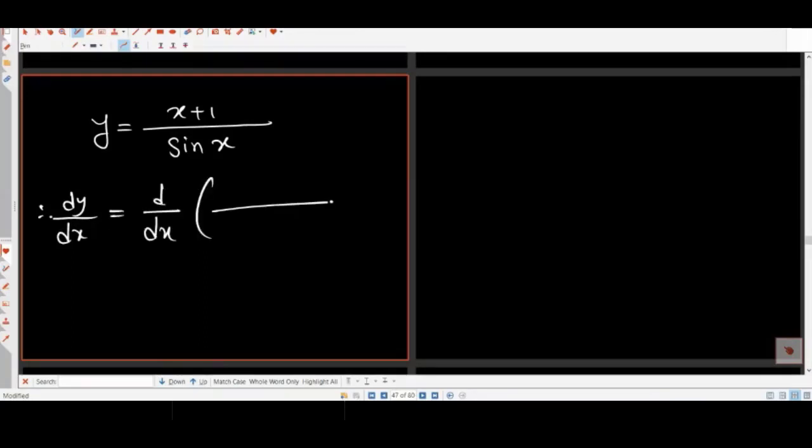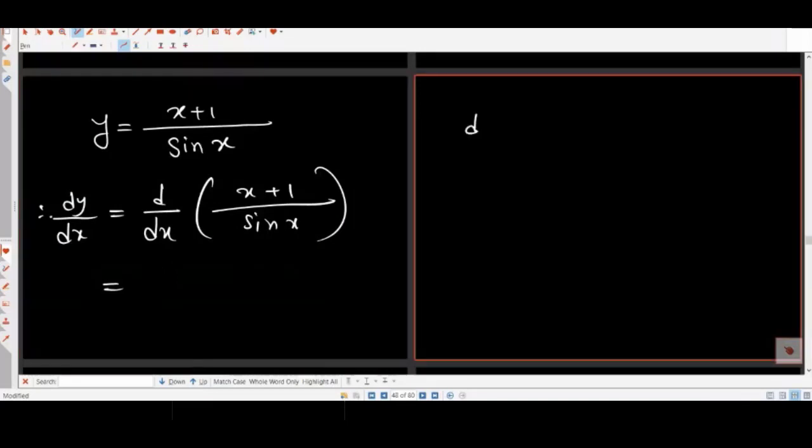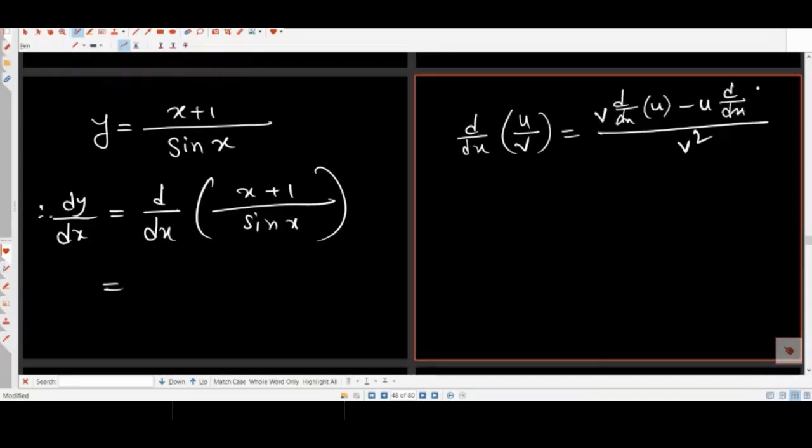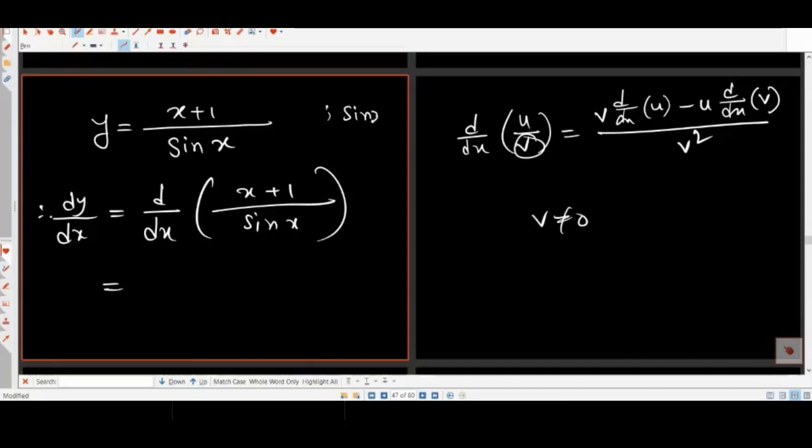So d/dx of x plus 1 over sine x. So it will be d/dx of u over v. In the denominator v squared, in the numerator v d/dx of u, negative u d/dx of v. So this is called the quotient rule. And remember, the denominator can't be 0. So in that case, the restriction that we have is that sine x, the denominator, is not equal to 0.